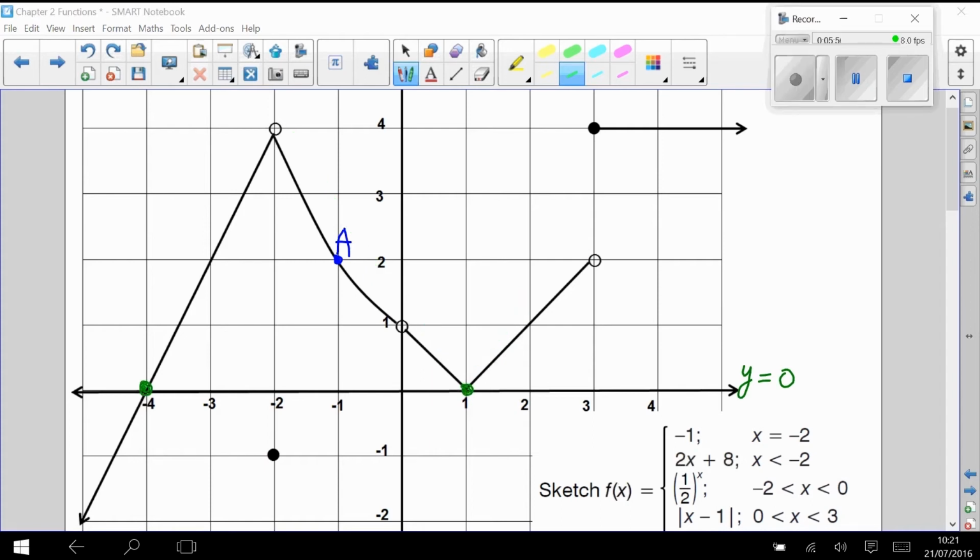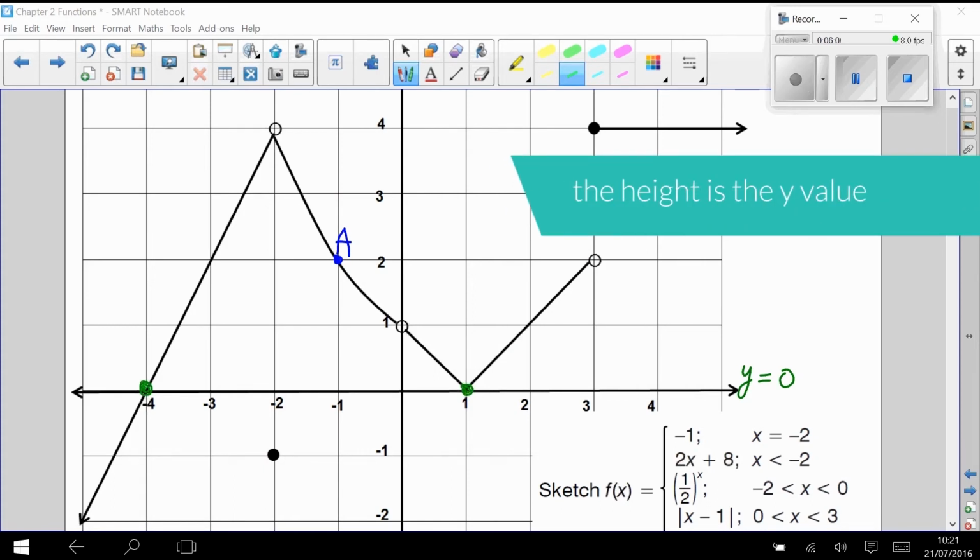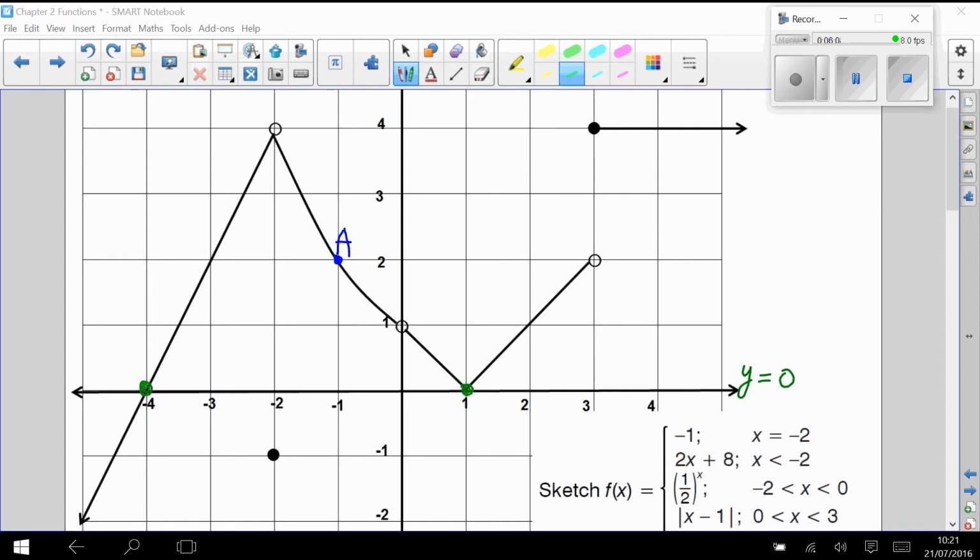Next, I have to take a look and see what f of 1 is going to be. When x is 1, then y is 0. As I tend towards x being 1, both from the left and from the right, I'm in fact also going to get to that same answer, that y is going to be 0. So I reach a height of y being 0 when x is 1.